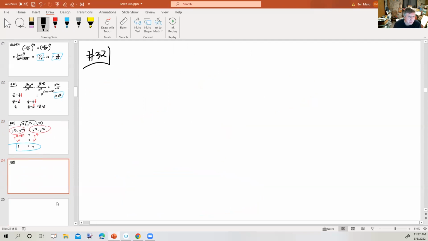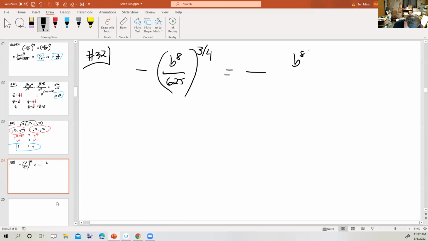Simplify the expression. The variable represents a positive real number. So we've got a negative outside of b to the 8th over 625, all raised to the 3/4 power. The negative sign is not inside the grouping symbol, so it's a totally different factor, so to speak. So this would be a negative, and then b to the 8th to the 3/4 power over 625 to the 3/4 power, which is negative.